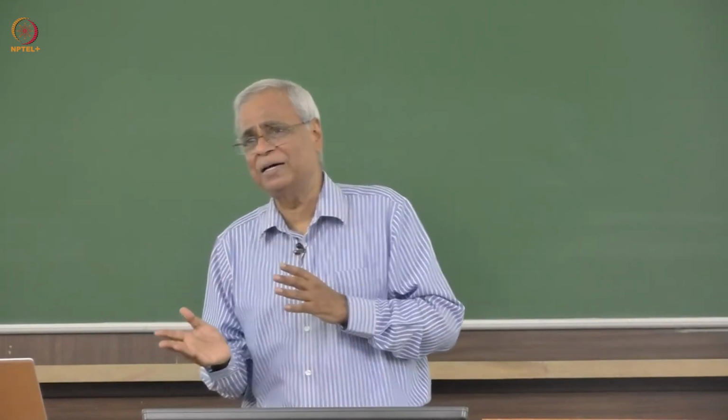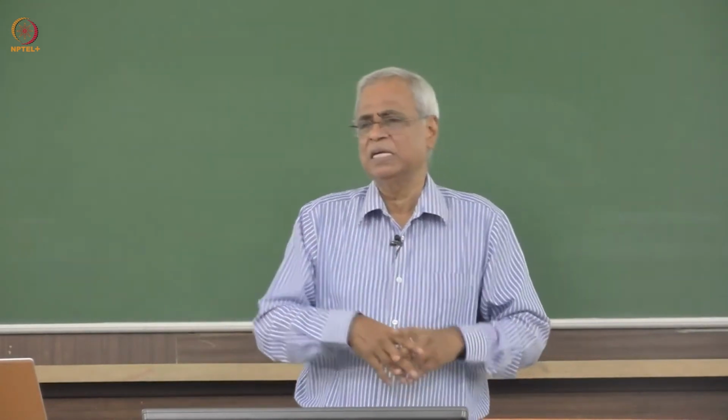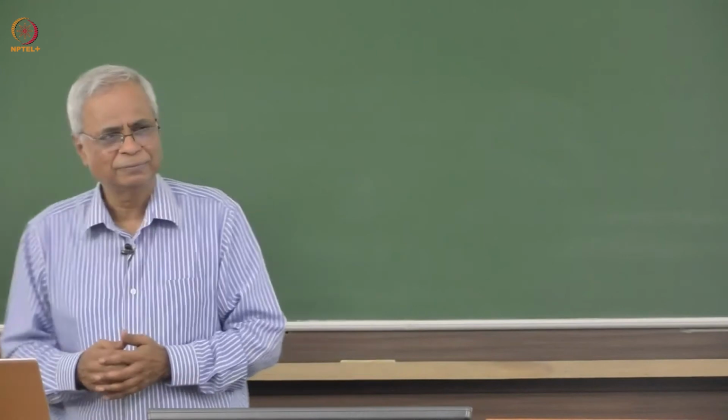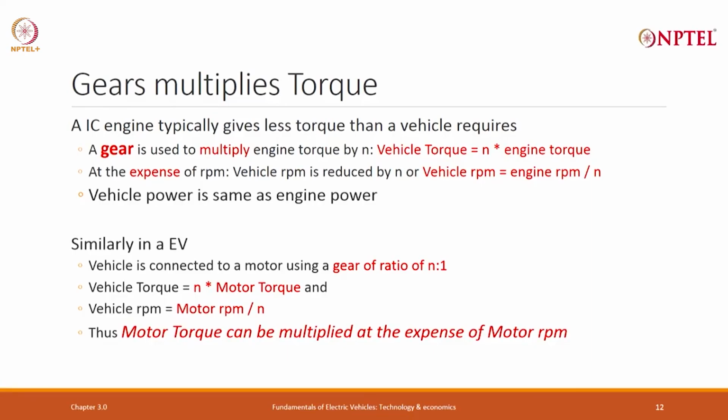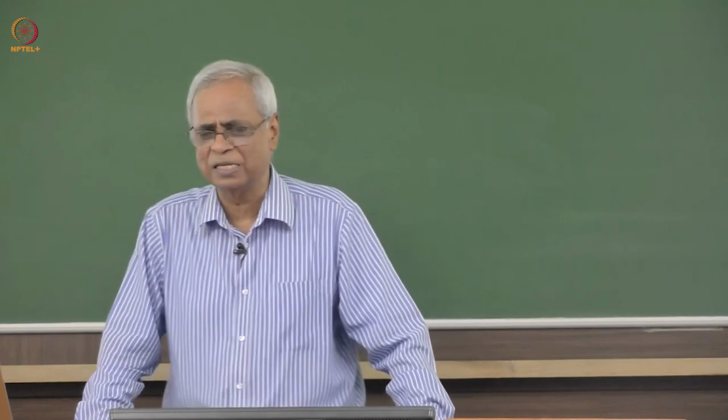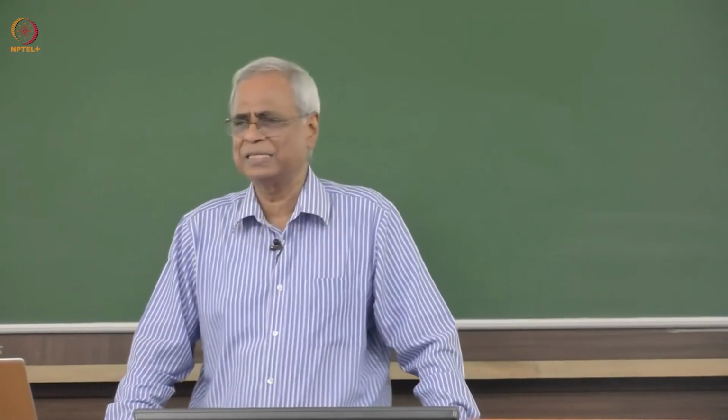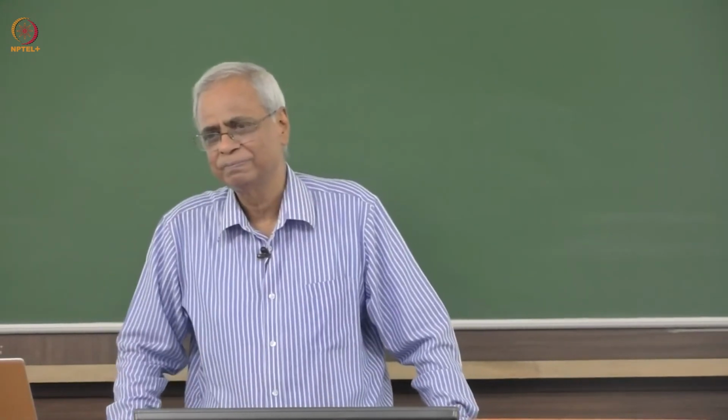In a similar manner, vehicle RPM is motor RPM divided by n, the same thing that you see. Instead of engine, now we are talking about motor. Thus, motor torque can be multiplied at the expense of motor RPM. This is an important factor that you want to take. It is pretty much the same, of course, as was pointed out, that if the gear has a certain efficiency, it is not 1, and to the extent it is there, that much is a power loss.